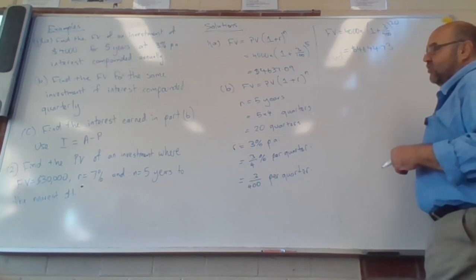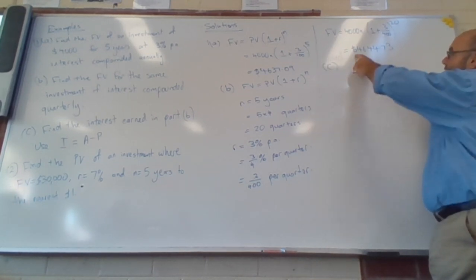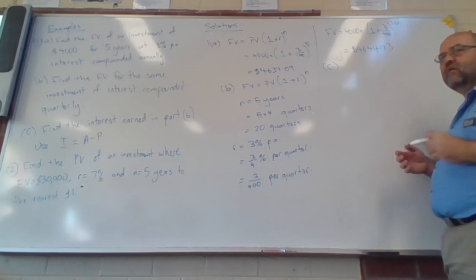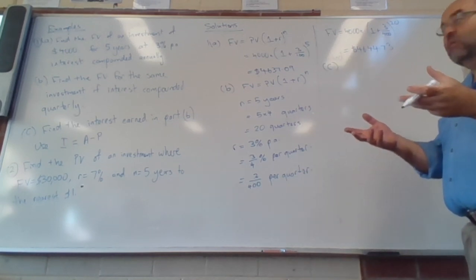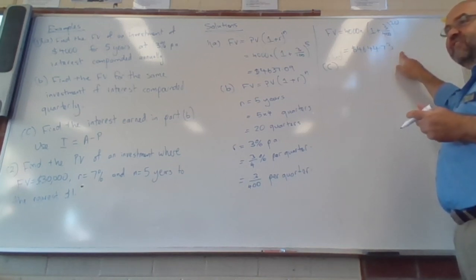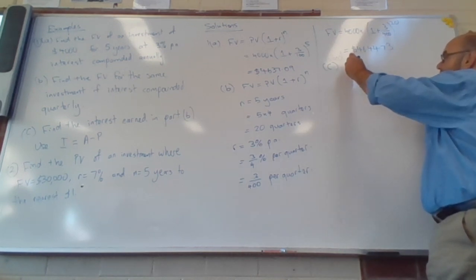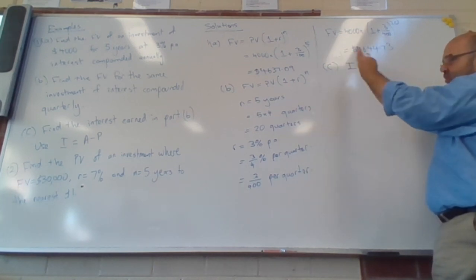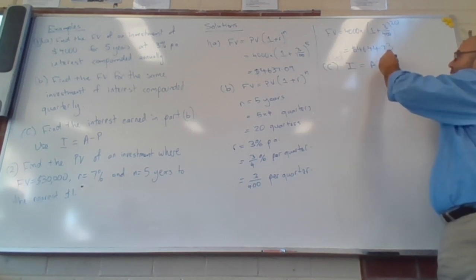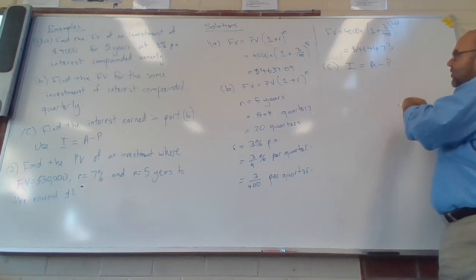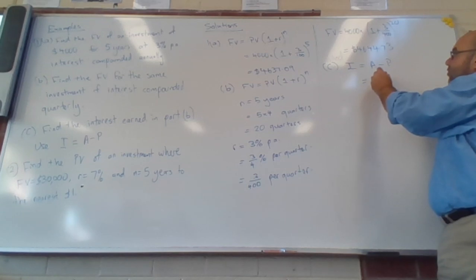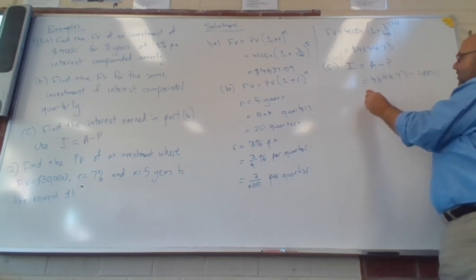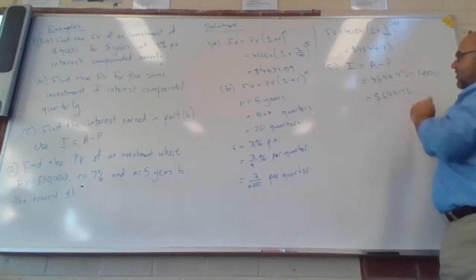Okay, so part C says find the interest earned in part B. Well, in part B, we ended up with $4,644. It's a pretty straightforward question. How much interest did we earn? Well, we invested $4,000 and we got back $4,644.73. The interest is that extra bit that we earned. Exactly right. So our interest is our future value, remember that A and future value are the same thing, minus our present value or the principal that we invested. So our future value is 4,644.73. Our present value was 4,000. So our interest earned was $644.73.